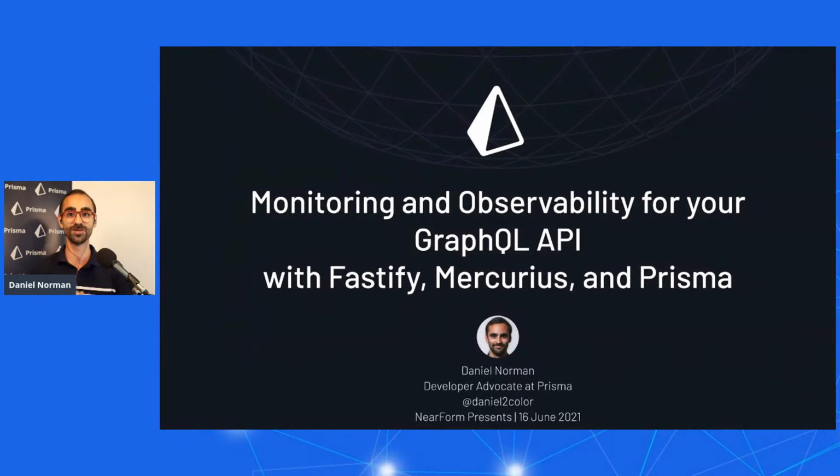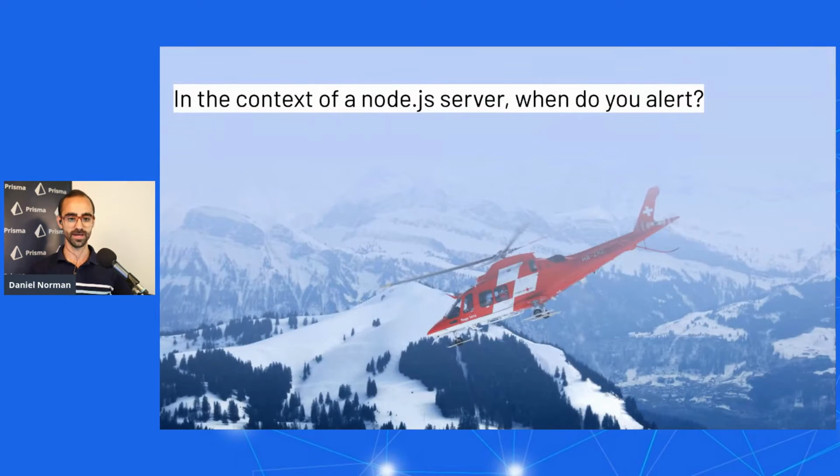So welcome to monitoring and observability for your GraphQL API with Fastify, Mercurius, and Prisma. Let me just start a timer here so that I can keep track of the time. Okay, let's get right in.